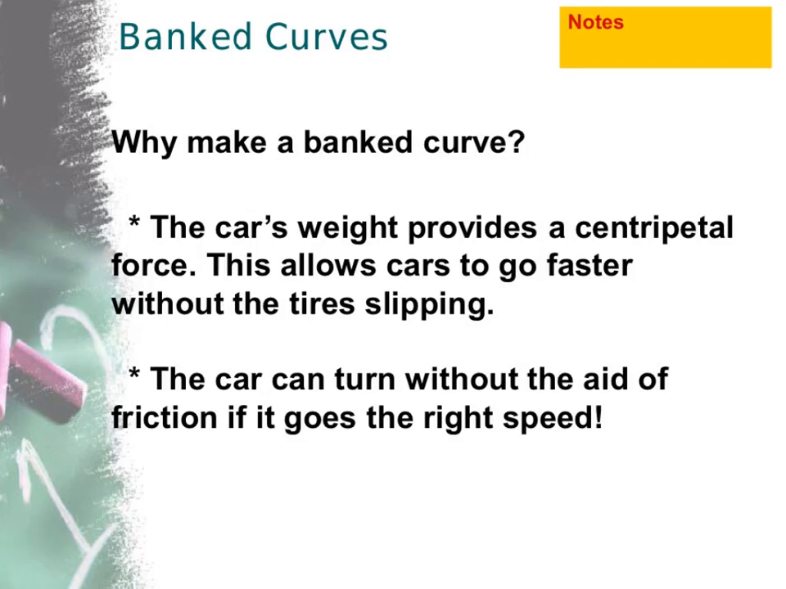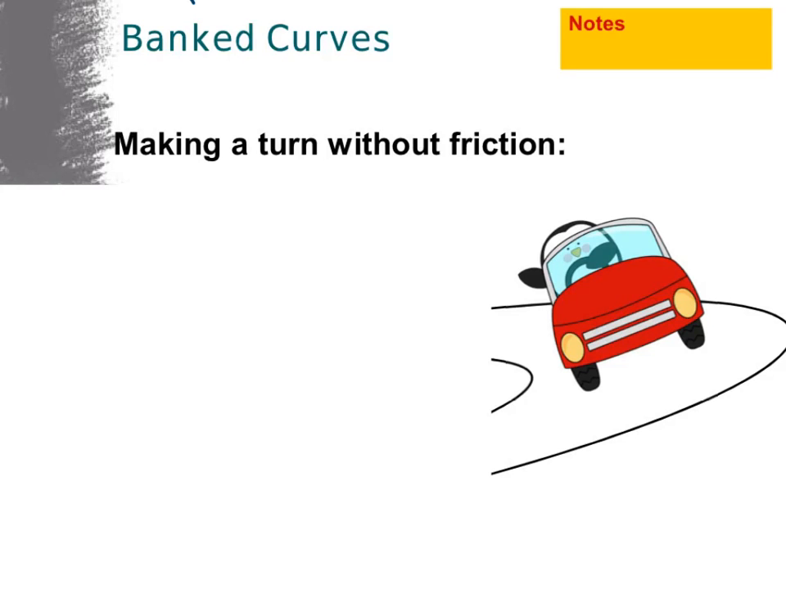Now, here's an amazing fact. The car can actually turn without the aid of friction. In other words, we could have a completely frictionless surface, and the car can still turn without the aid of friction. So we could actually turn on a frictionless surface. So what might that look like?